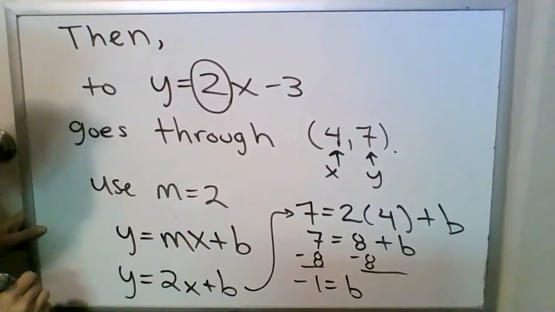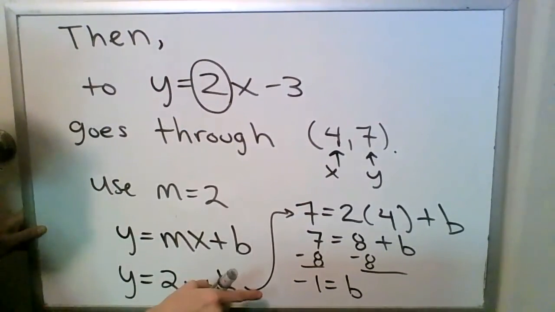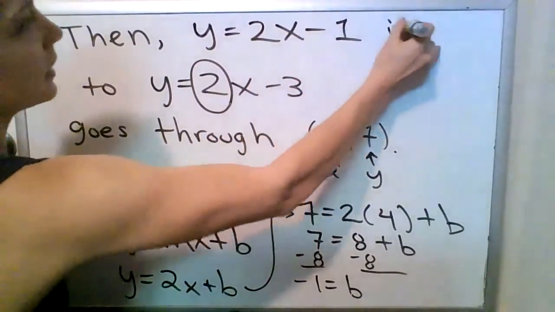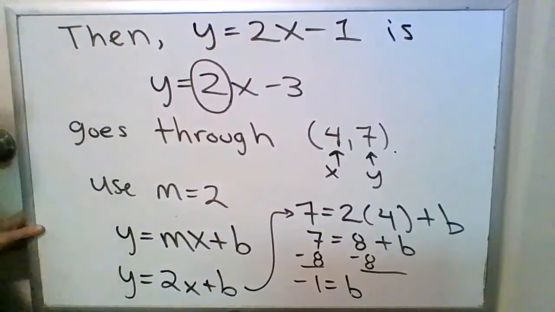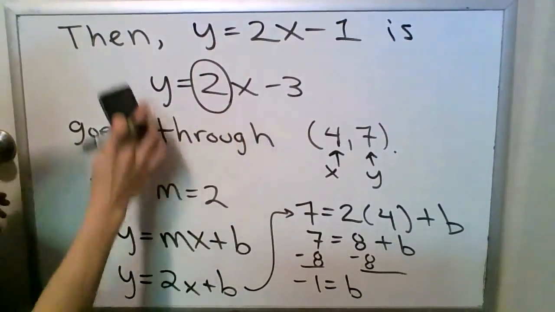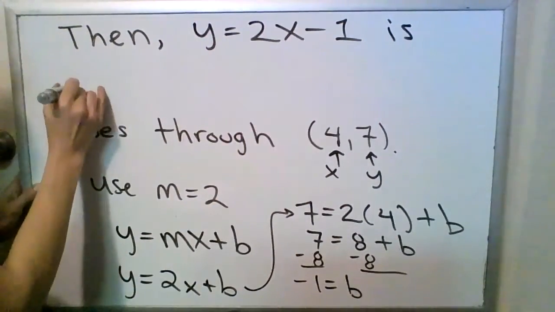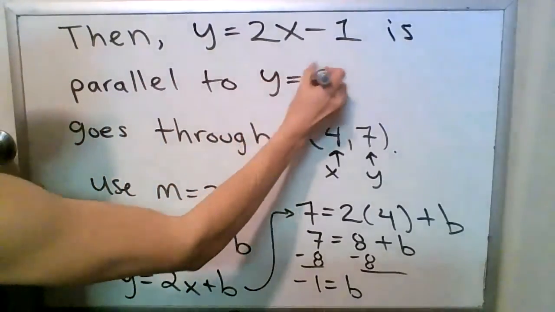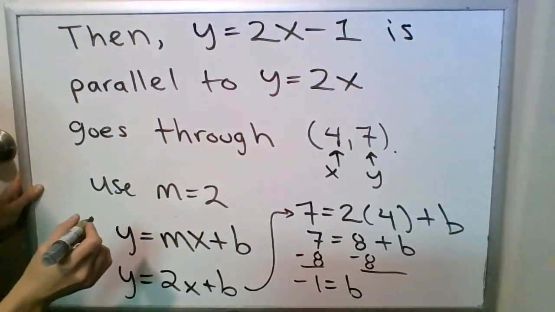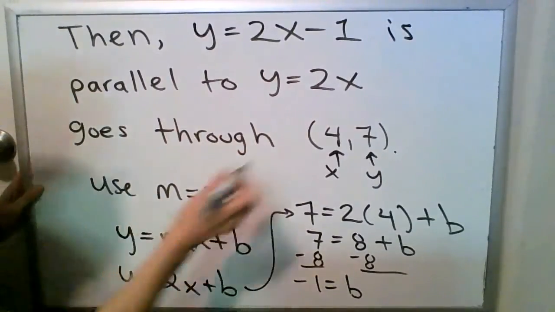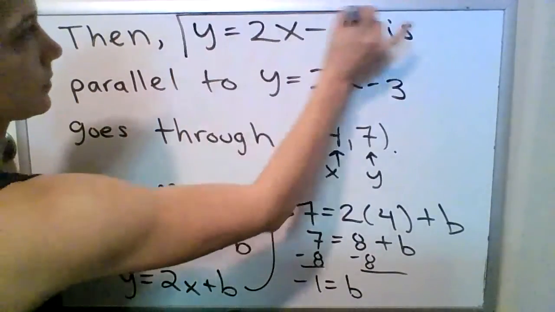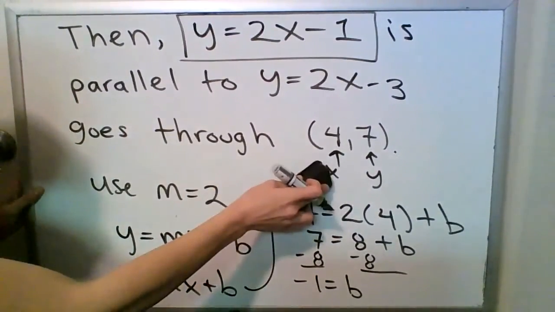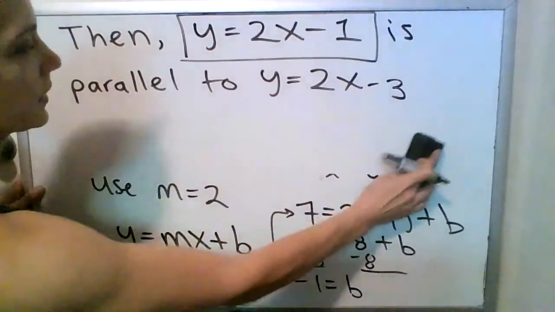Then y equals 2x plus negative 1, which would be y equals 2x minus 1, is parallel to that line. And it passes through the point that we were given. And it goes through that point. I didn't have to write all of that down, but still, you get it.